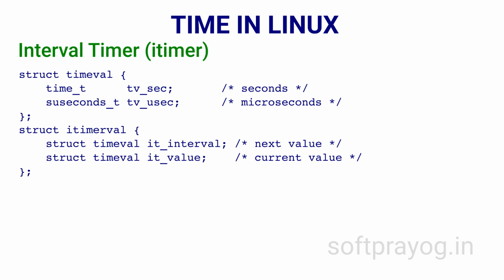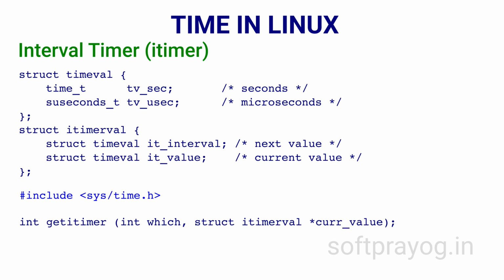When it_value becomes 0, it sends the relevant signal. Also, it initializes it_value from it_interval for the next timer operation. If it_interval is 0, it_value also becomes 0 and the timer stops.